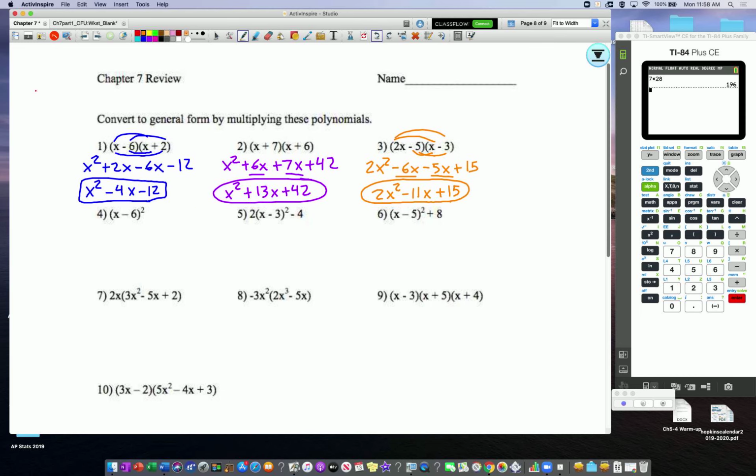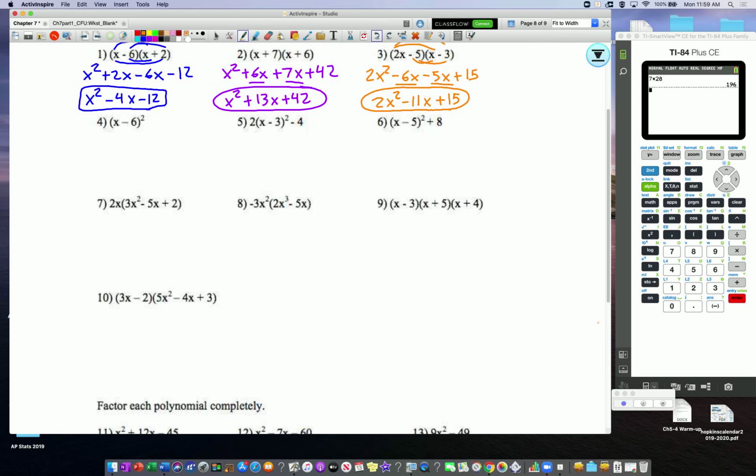All right, let's continue. These get a little trickier. On the first one, I'm actually going x minus 6 times x minus 6. So when I FOIL this, I get x squared minus 6x minus 6x plus 36. Combine those middle terms together. X squared minus 12x plus 36.